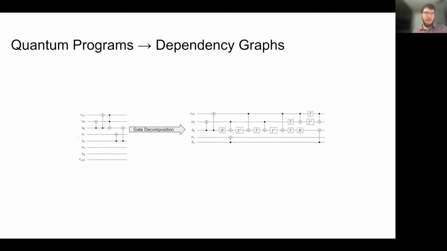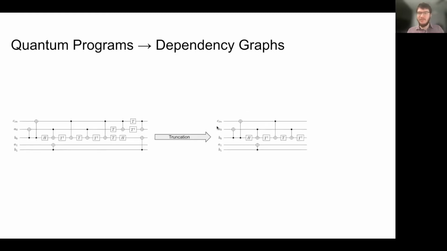Let's take an example from before and construct its corresponding dependency graph. Rather than working with the whole program, here I've taken a piece of that adder. Let's assume that all the gates have been decomposed for us. So for example, this Toffoli gate in the top left on Cn, A0, and B0 has been decomposed into its 6 CNOT decomposition. And also because it's a lot of gates for this presentation, we'll just truncate it to the first several gates.